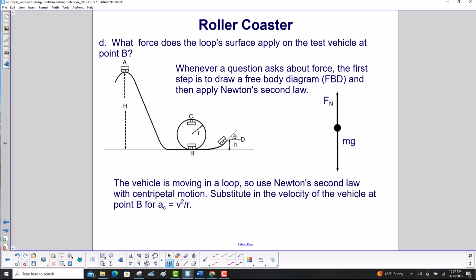Whenever a question asks about force, the first step is to draw a free body diagram and then apply Newton's second law. At this point, you've got the normal force in the up direction, mg in the down direction. The vehicle is moving in a loop, so use Newton's second law with centripetal motion. Substitute in the velocity of the vehicle that we found in point B for the centripetal acceleration, which is v squared over r.